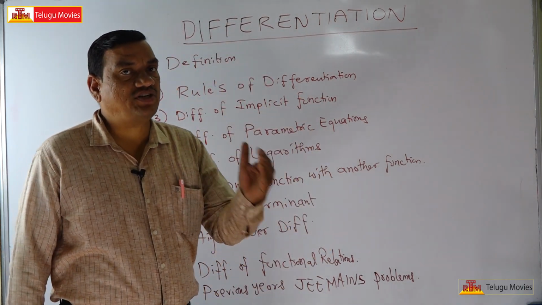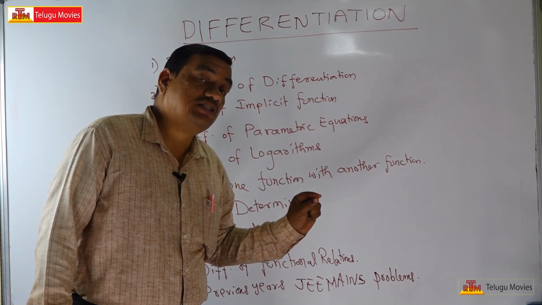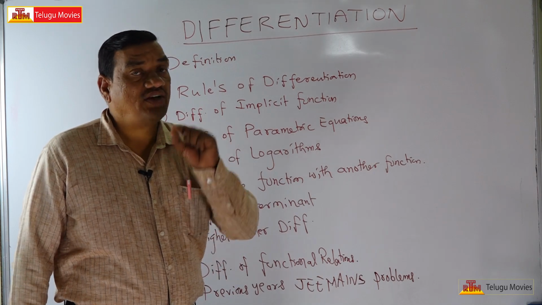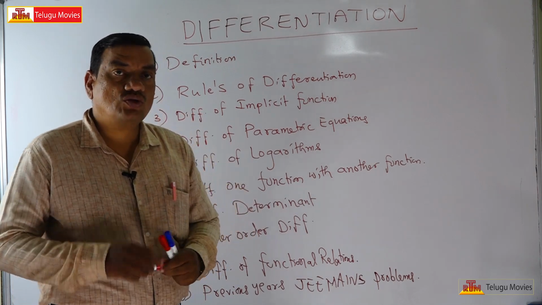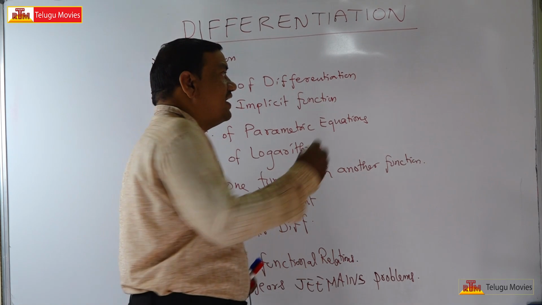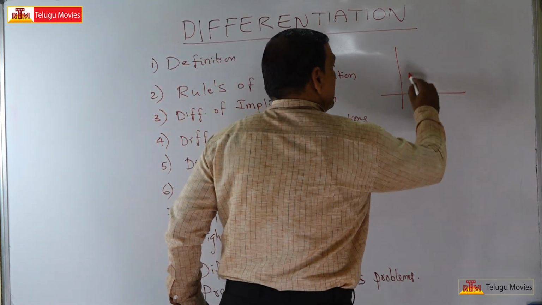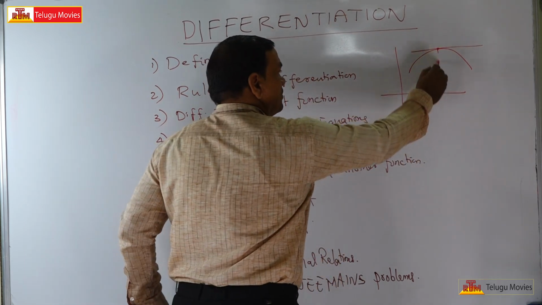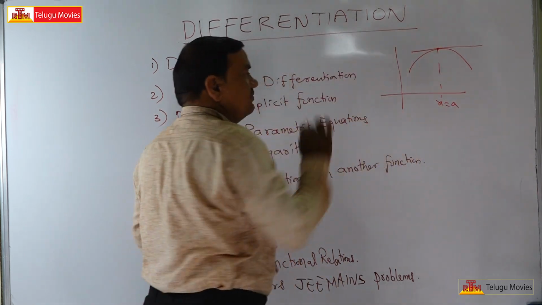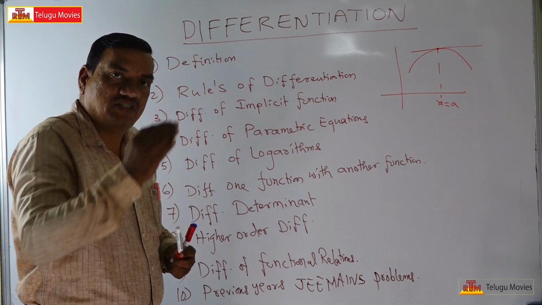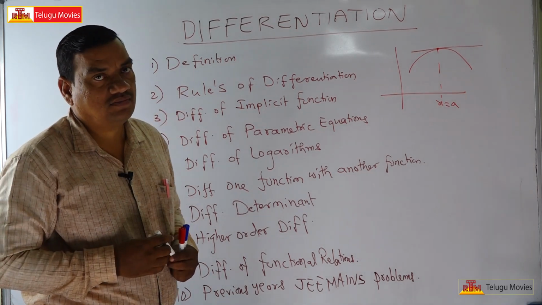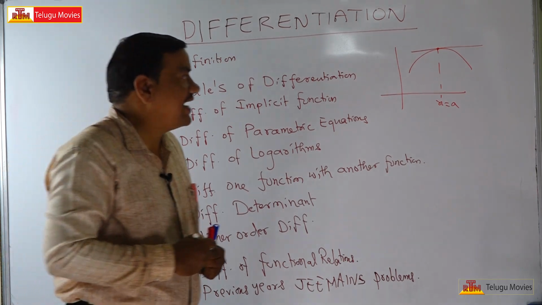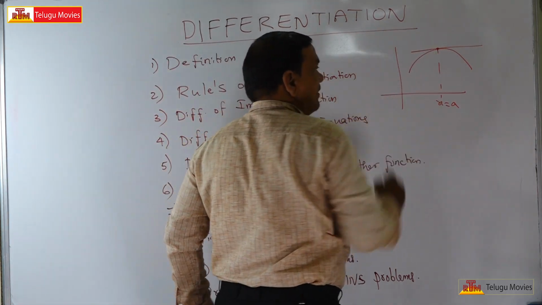What is meant by differentiation? Differentiability is different from finding the derivative of a function. What does differentiability mean? We have to check whether, for a given function, we are able to draw a tangent at that point or not. That is called differentiability. Whether the curve is smooth or not, whether we can draw a tangent at the point x is equal to a.